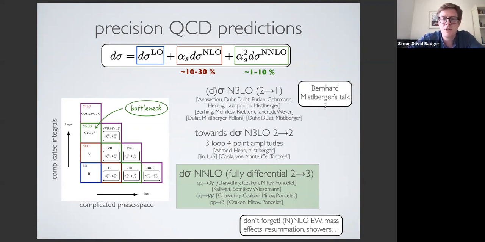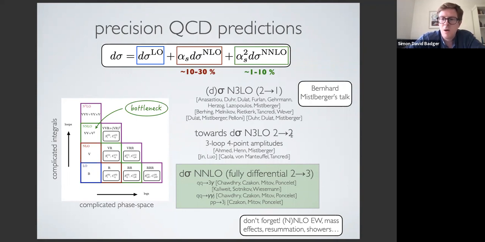Bernhard focused at the N3LO level alone, where the current state of the art is to have total cross sections or differential cross sections in some cases for 2-to-1 processes. So a huge amount of progress there. He also showed us the nice summary of the progress for 2-to-2 differential cross sections.